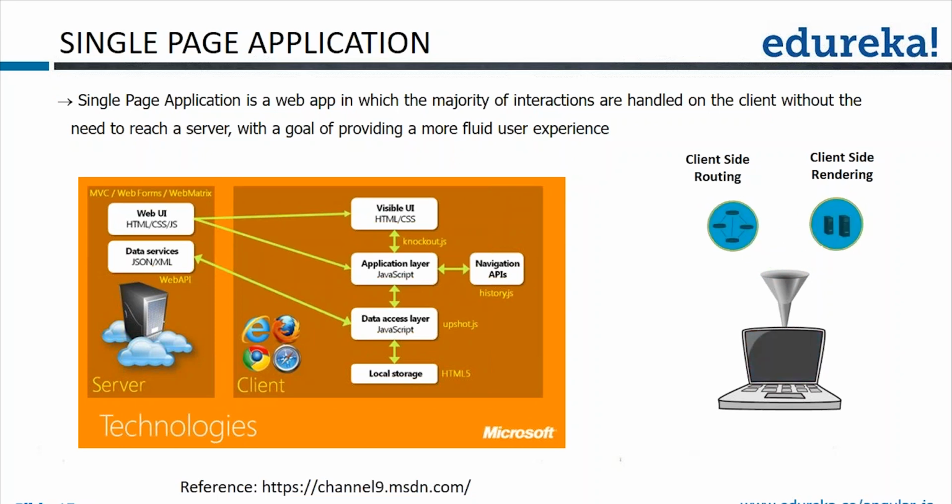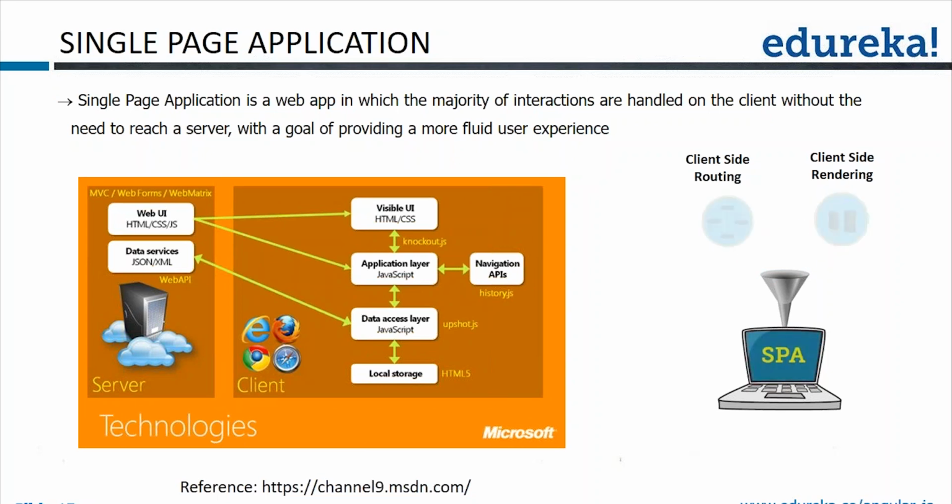Okay. Next, in the diagram you can see, what are all the layers we normally have in our application? First one is the web UI layer and another one is the data service layer. The web UI layer is nothing but your normal HTML and CSS. This is what we call the view. Next one is the application layer. Here we will have JavaScript code to write all the business logic. Next you'll have the navigation APIs. If you want to navigate from here to there, all the routing concepts will be mentioned in this API.